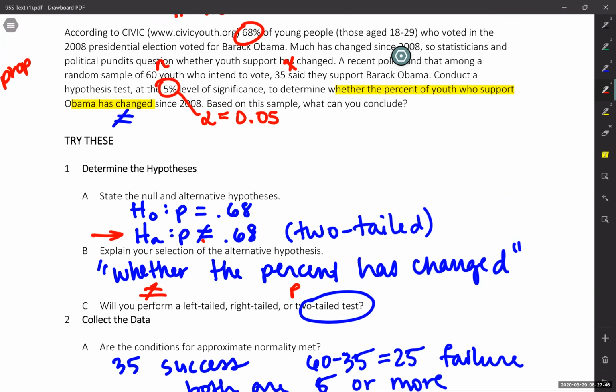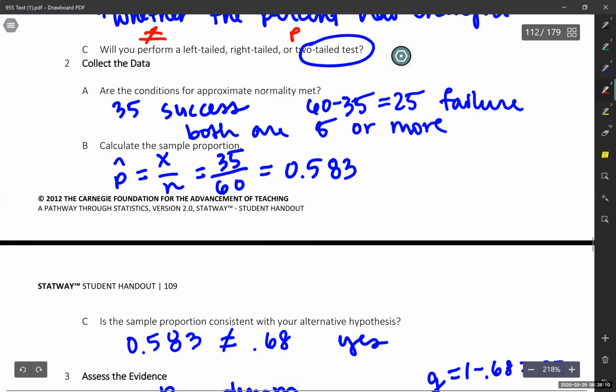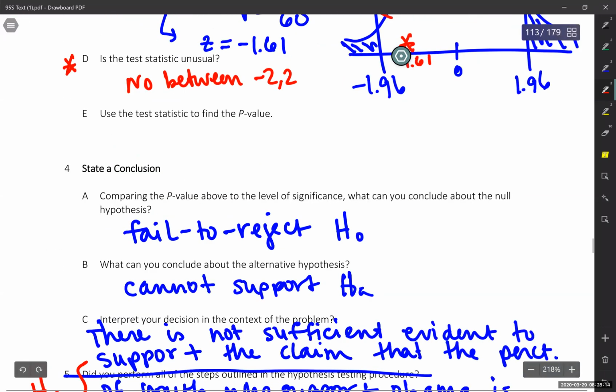Another way you could say that is the percent of youth who support Obama. We cannot conclude that the percent of youth who support Obama has changed since 2008. But sometimes just literally copying the words from the problem sounds a little weird and makes you think too hard. So then you can just rewrite this part in symbols in words. So not equal to is always different than.